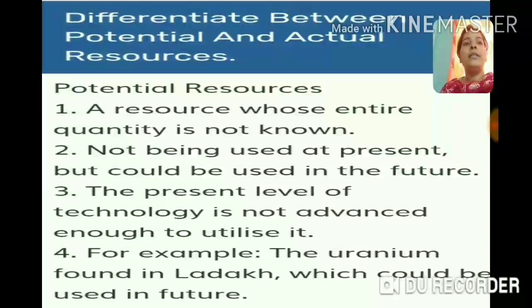The next question is, differentiate between potential resources and actual resources. First, I will discuss potential resources, then I will go to actual resources. Potential resources are resources whose entire quantity is not known. They are not being used at present, but could be used in future, because the present level of technology is not advanced enough to utilize them. For example, the uranium found in Ladakh, which could be used in future.